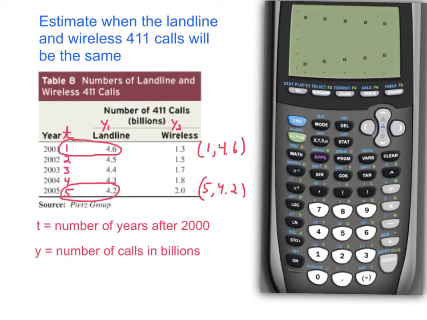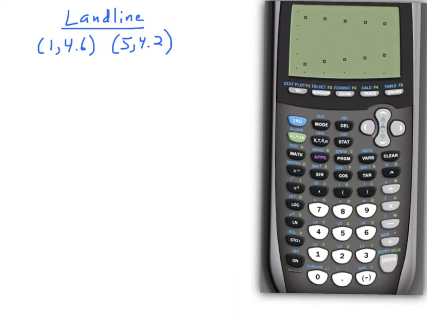as my 2 points, and I'll find the equation of the line that passes through those. And then when I do it again for the wireless, I'll use the y coordinate over here instead of the landline one. And so those would be the points 1, 1.3, and 5, 2. So let me start with the landline information.